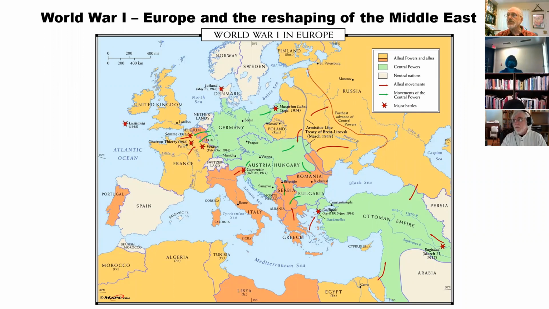And if you look at the countries in green, Germany, Austria-Hungary, and the Ottoman Empire, they're called the Central Powers, opposed to the Allies, who are the United Kingdom, France. They bribe Italy to join the war. And one of the things Italy wants is some imperialist control in the Ottoman Empire.